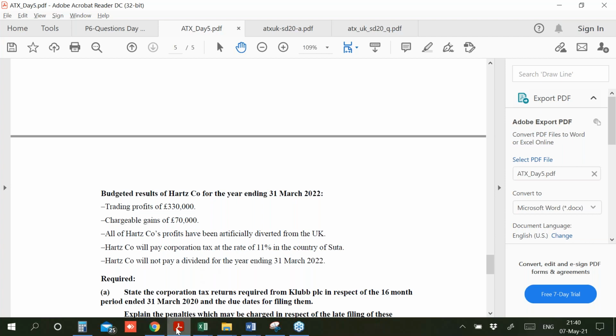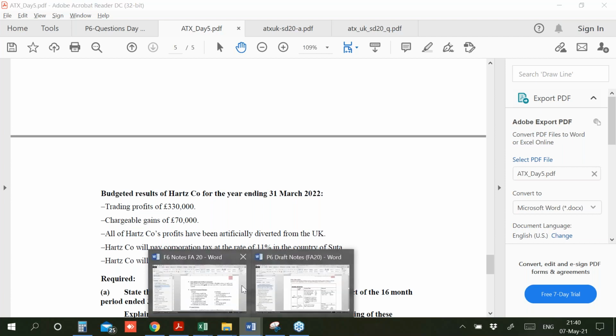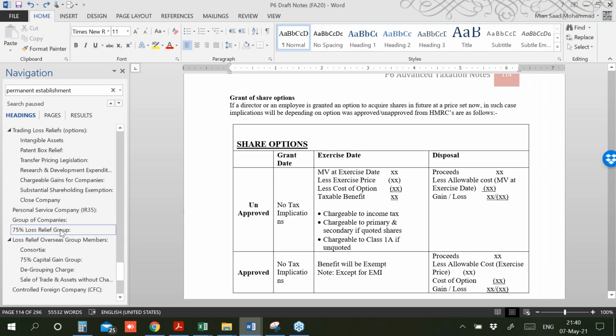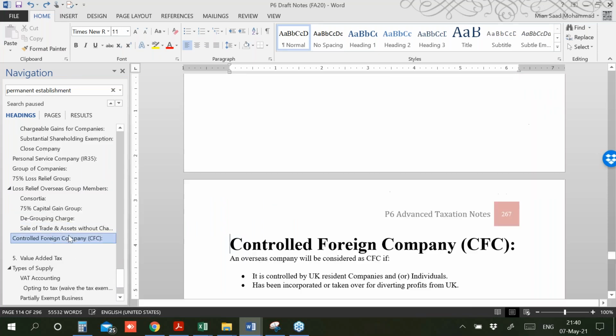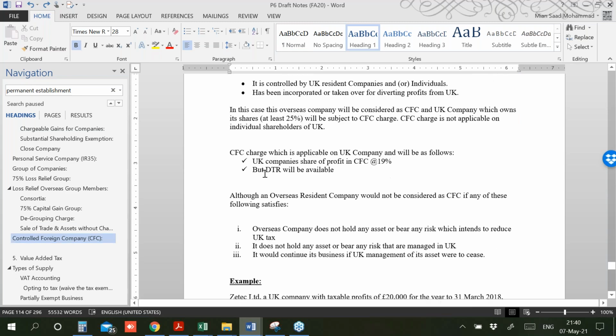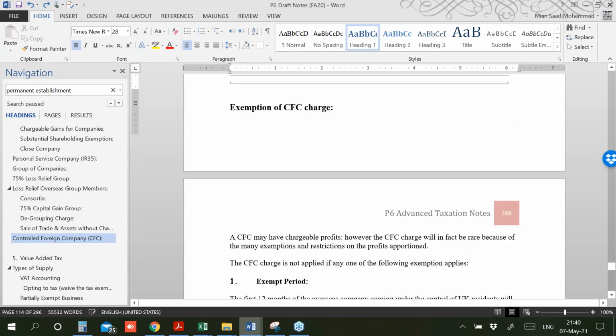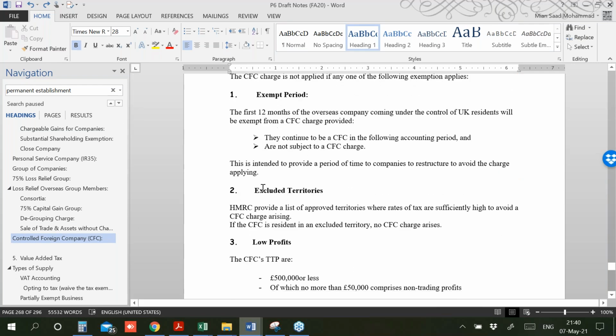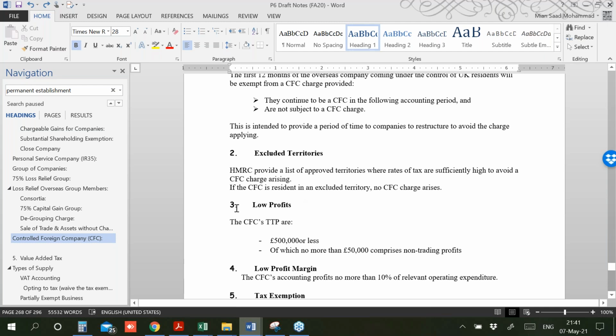Now let's visit our notes and the CFC section, where I have explained the exemptions to the CFC as well. What a CFC is specifically, I told you in yesterday's lecture. I'll go to the exemptions. There are many exemptions. The first 12 months is an exempt period. Then HMRC has provided a list of excluded territories. Then the low profit exemption. Here we have specifically been asked to apply the low profit exemption, so I'll only discuss that one.